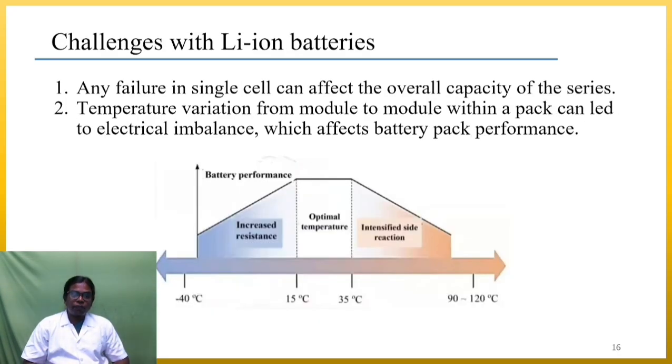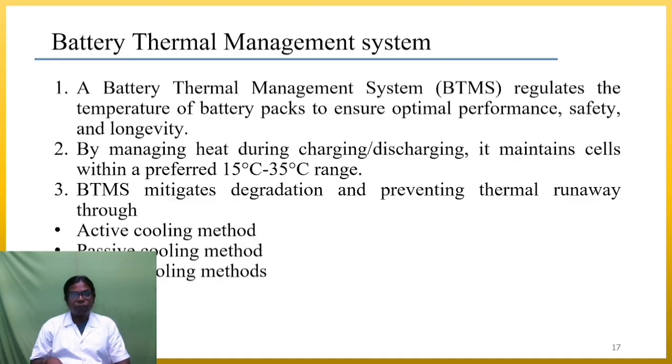So the challenges: the optimal temperature is between 15 and 35 degrees. Below 15 degrees Celsius also affects the battery performance, and above 35 degrees also affects the battery performance due to increased resistance and intensified side reactions. Any failure in a single cell can affect the overall capacity of the series. Temperature variation from module to module within a pack can lead to electrical imbalance, which affects battery pack performance.